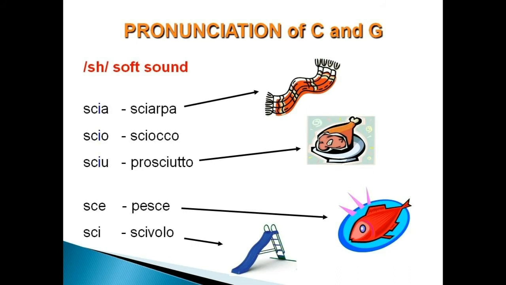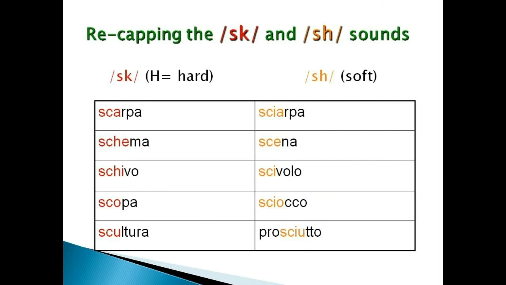Now let's repeat just the last two words. Sce, pesce, sci, scivolo. We are now ready to recap the sounds sk and sh. Repeat after me each pair of words.